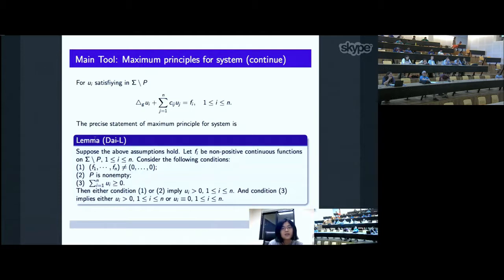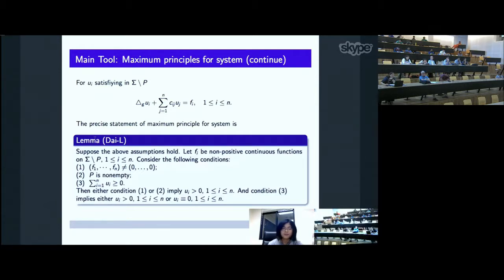is also very new for this maximal principle for systems. There are always no a priori conditions on the solution. But actually for the monotonicity, condition 3 really helps. So under condition 1 or 2, we get u_i greater than 0. And condition 3 can imply either every u_i greater than 0 or the u_i are the constant 0 function.